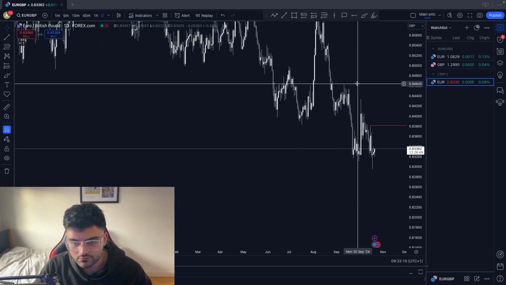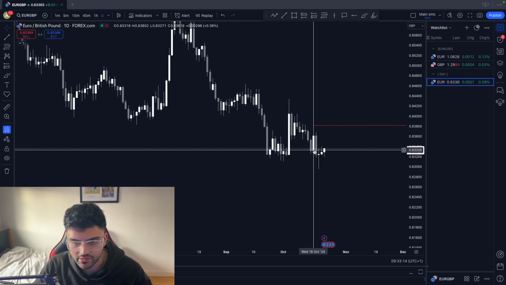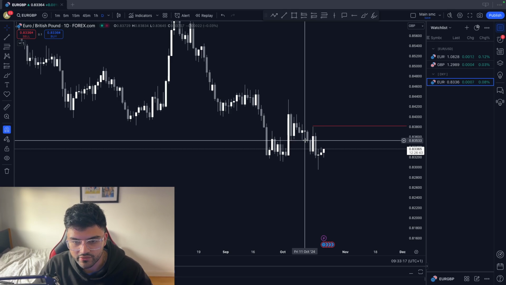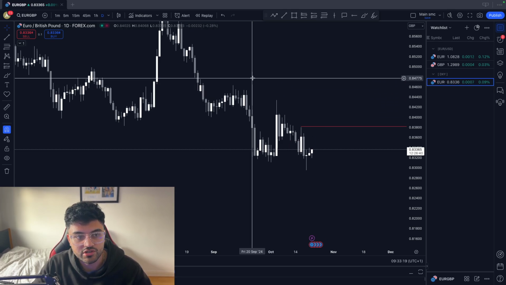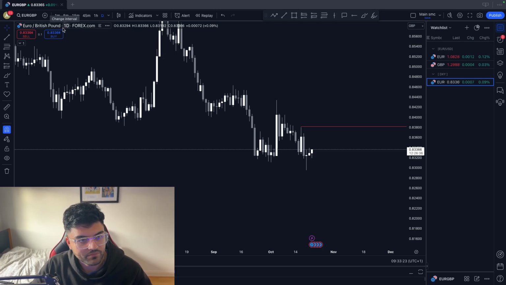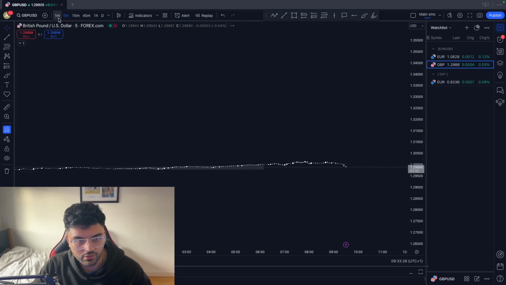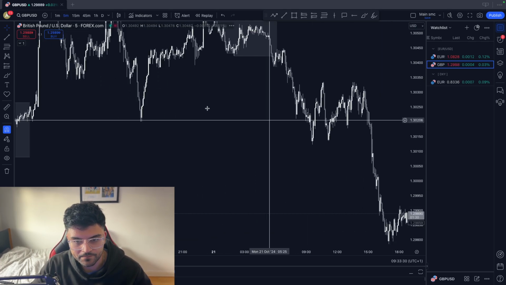So if we look at the 17th, right here, okay? I had a break of structure right there. So we were officially bearish on Euro GBP, which means Euro is weak and pound is strong, okay? And that's why I decided to long GBP USD.